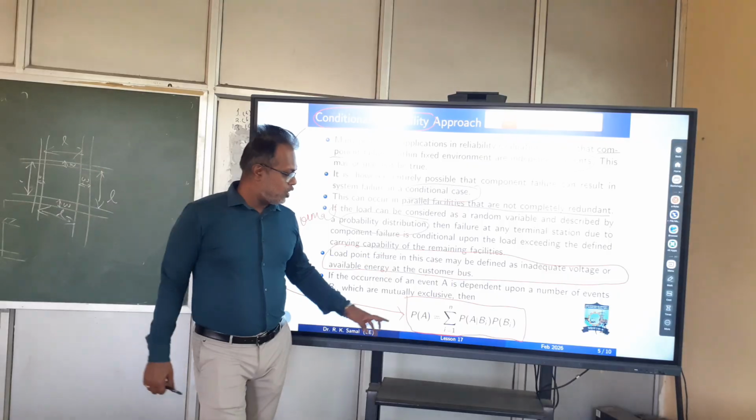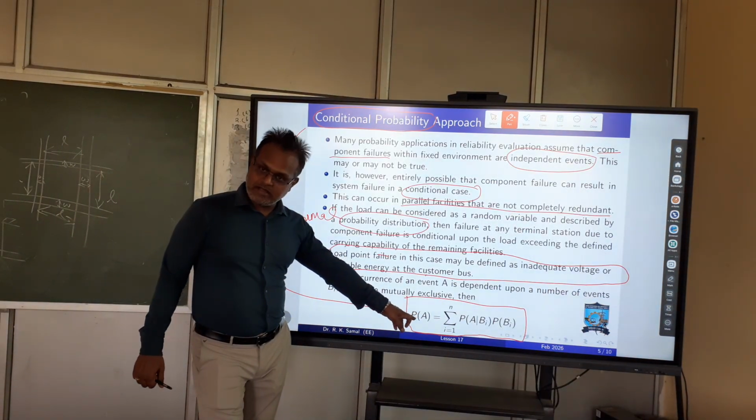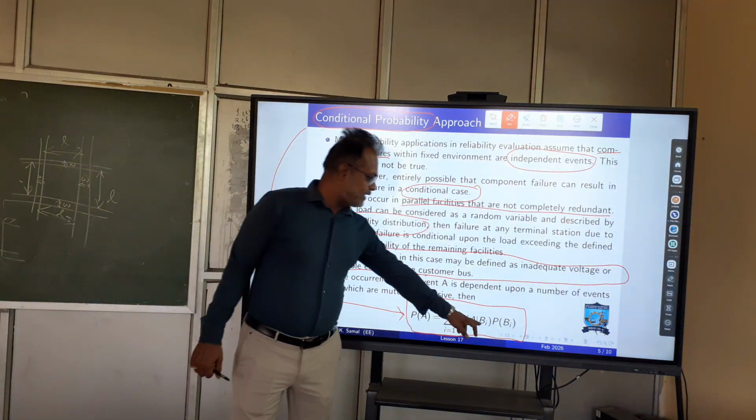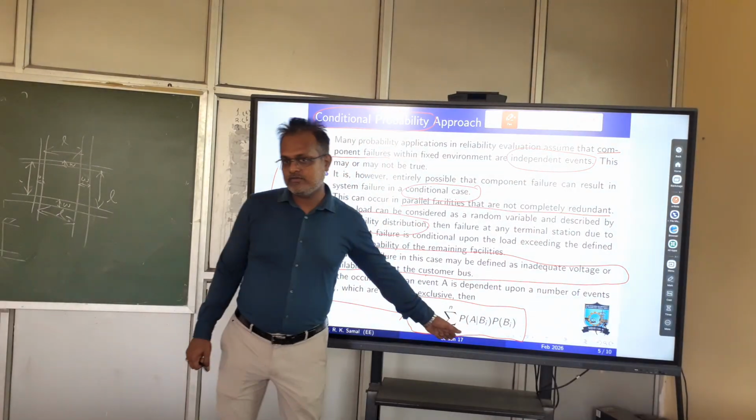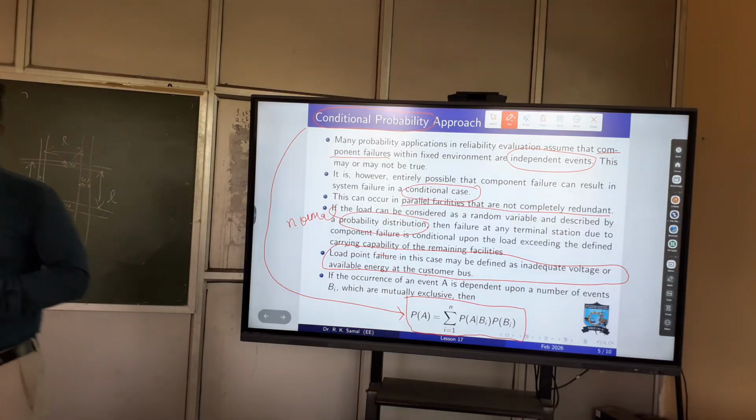It is like asking what is the probability of load not met provided line 1 fails and line 3 fails. So you have to use this formula. Write out the formula for the conditional probability.